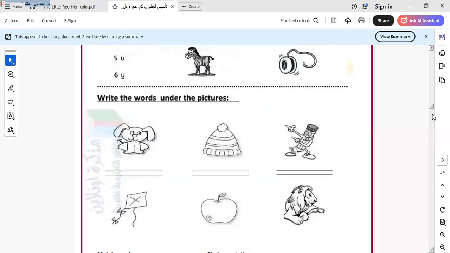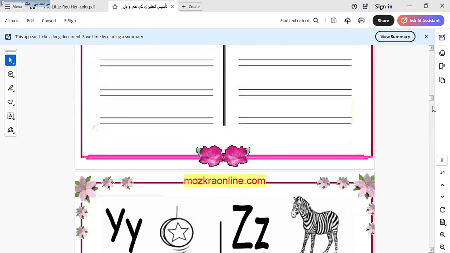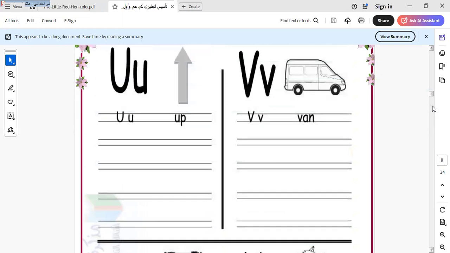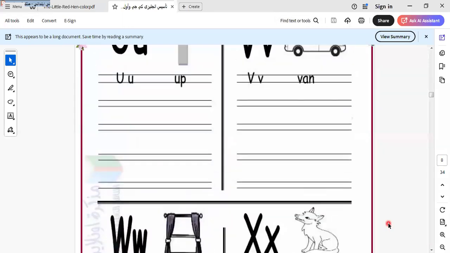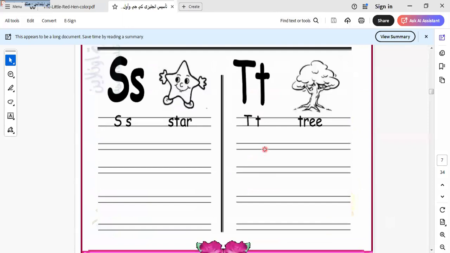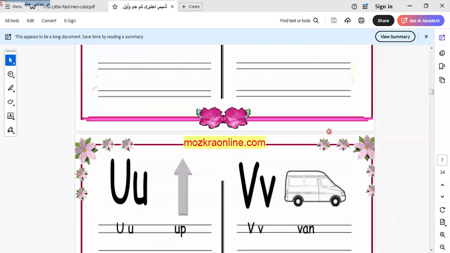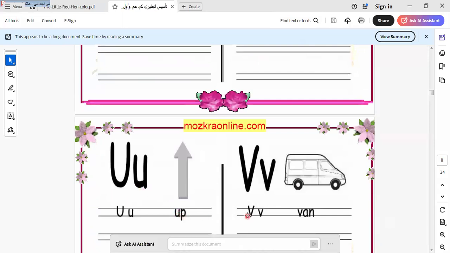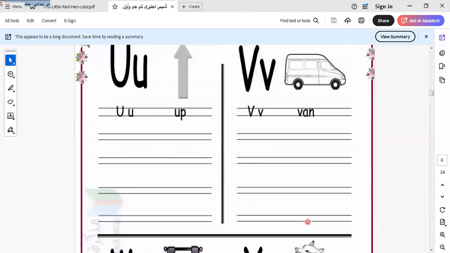Last class, we stopped on letter V. Today, I will continue the rest of the alphabet. Last class we took capital T and small t and the word tree, capital U and small u for up, capital V and small v for van.